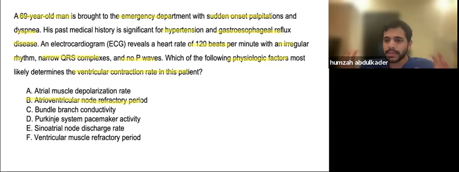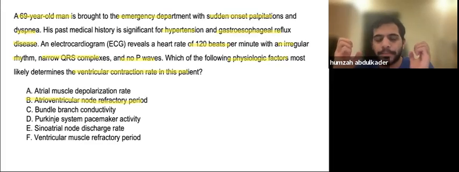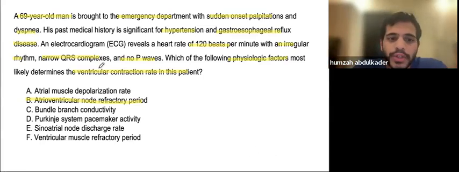So what happens is that the AV node causes the contraction, and then between contractions, the AV node can't contract again, okay? So this is known as the refractory period. So contraction, then relaxation, then contraction, then relaxation, right? And that relaxation portion is what controls the heart rate, okay? So the ventricular contraction rate in this case would be controlled by the AV node refractory period, okay?